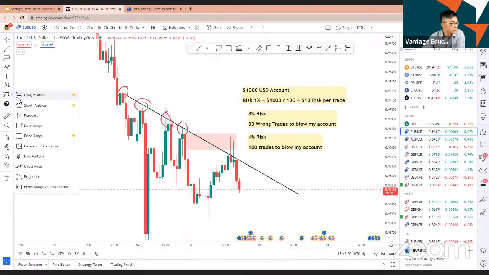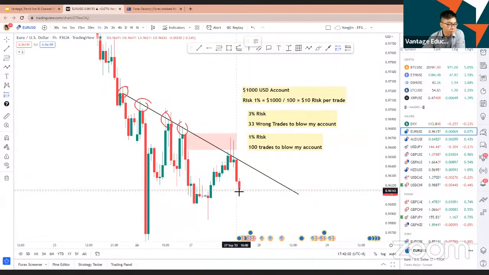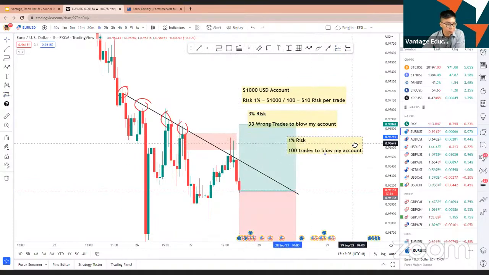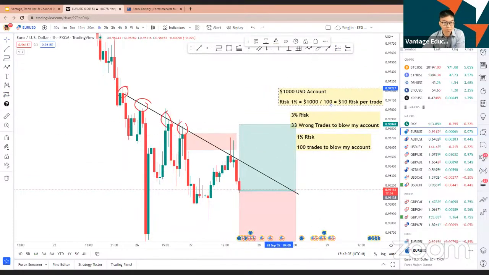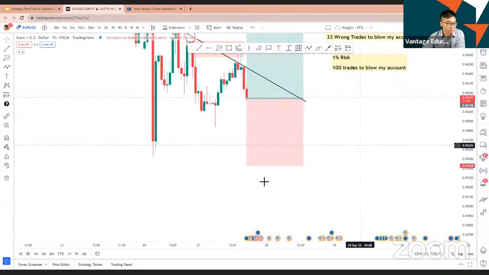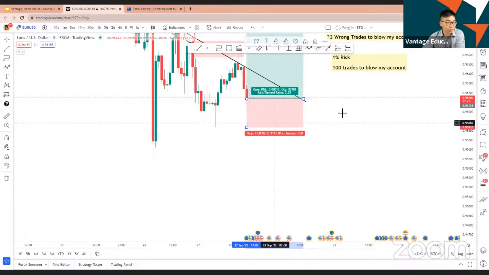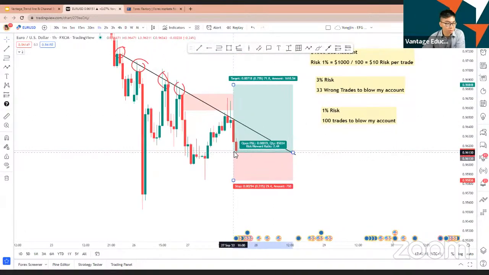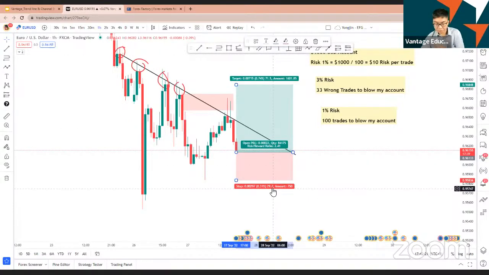So let's just give an example. Let's say I wanted to buy here with stop loss below. How do I risk 1% on it? So right here, you can look, there is a 29.7 pip stop loss, but do account for the spread.